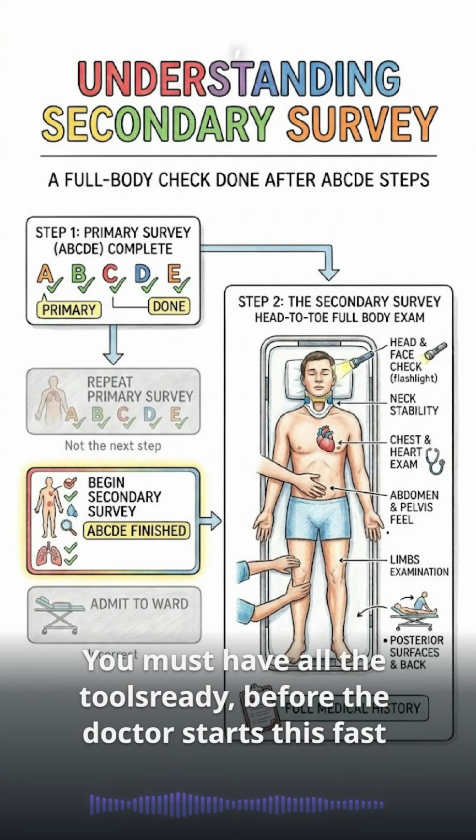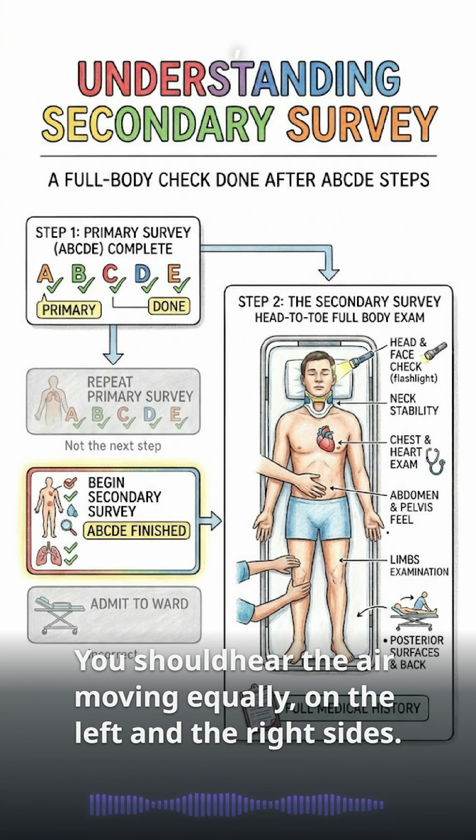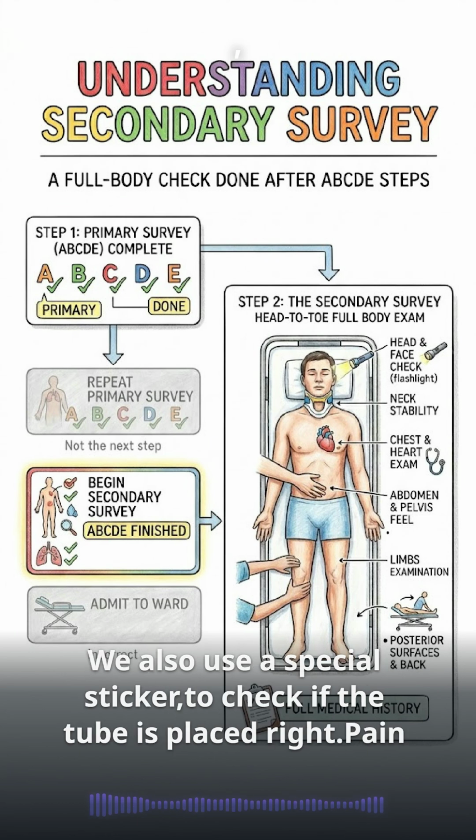You must have all the tools ready before the doctor starts this fast process. After the breathing tube goes in, you must listen to both lungs right away. You should hear the air moving equally on the left and the right sides. We also use a special sticker to check if the tube is placed right.